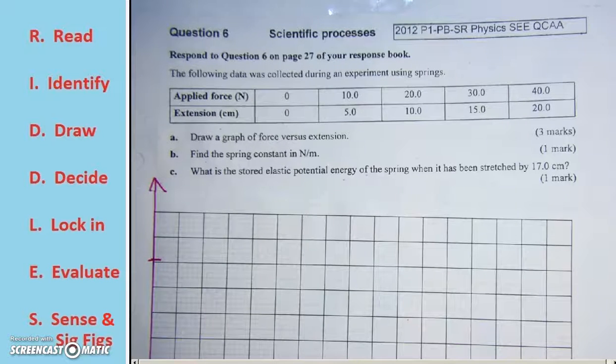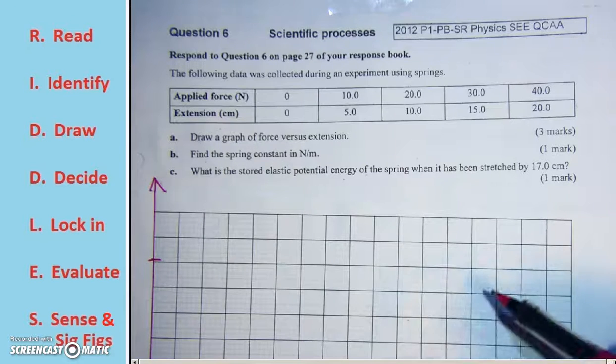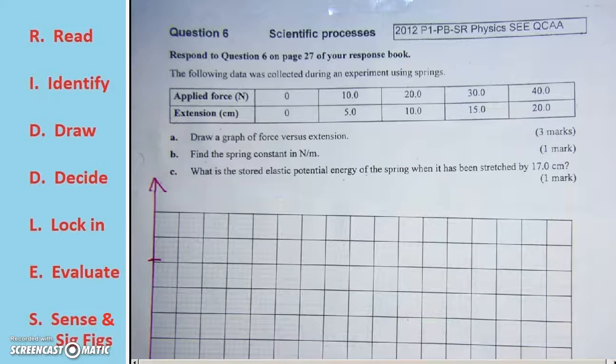2012 Physics Senior External Exam, Paper 1, Part B, Short Response, Question 6. Respond to Question 6 on page 27 of your response book, which I have cut out and attached here below the question.